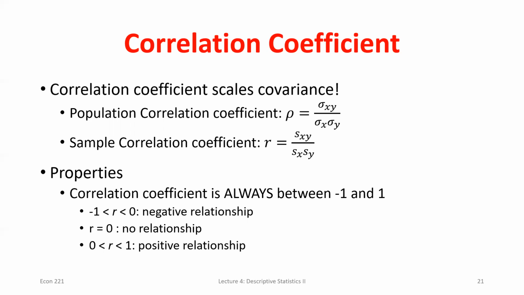So a positive 1 would be the strongest positive relationship that could exist between two variables. -1 is the strongest negative relationship that could exist. And then 0 still represents that there's no relationship.